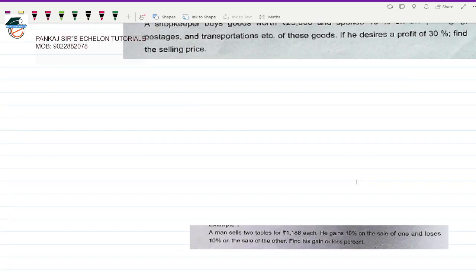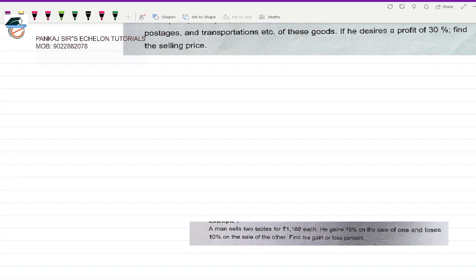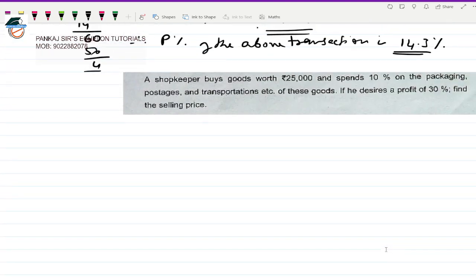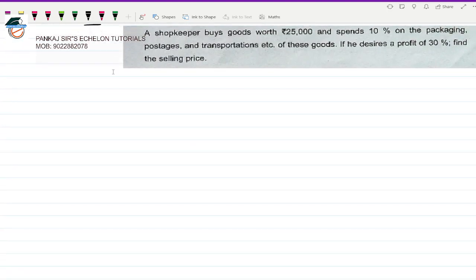You can see here. I have already kept the questions ready for you. So let us try to do this question number 2. Now what question number 2 says is, A shopkeeper buys goods worth rupees 25,000. So I can write here cost price of goods is equal to rupees 25,000, right?